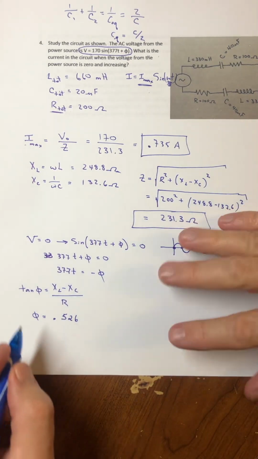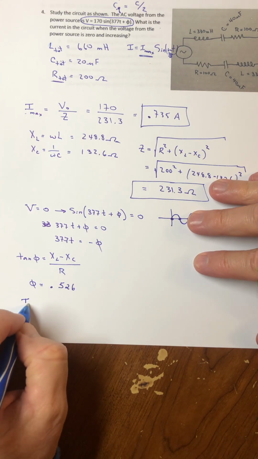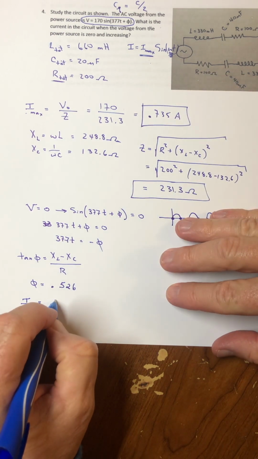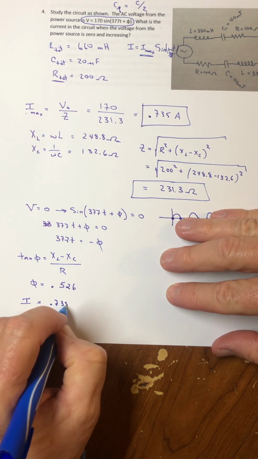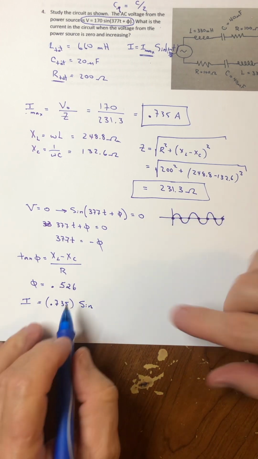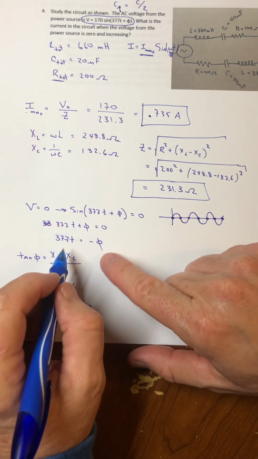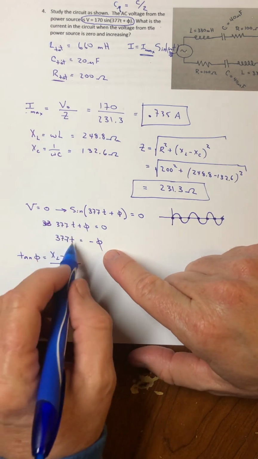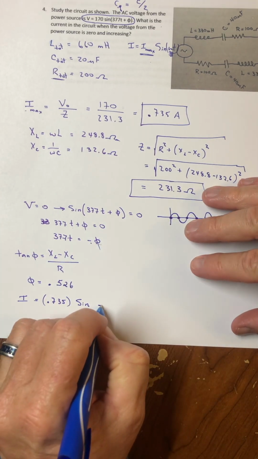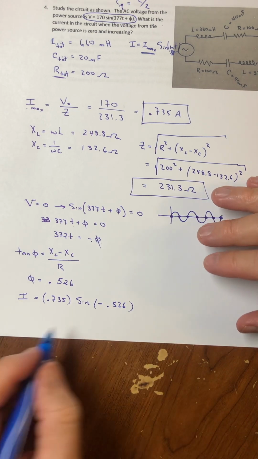Because my last step here for this problem is to say then the current at this moment in time would be this maximum, so 0.735. So there's its maximum. Sine of omega t. Well, remember, the omega t is right here. It's opposite of the phi, and the phi's here. So this is negative 0.526.